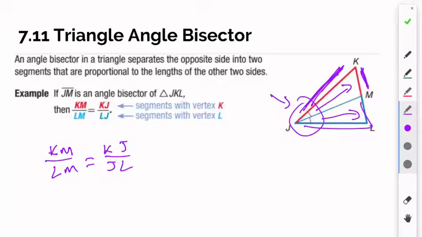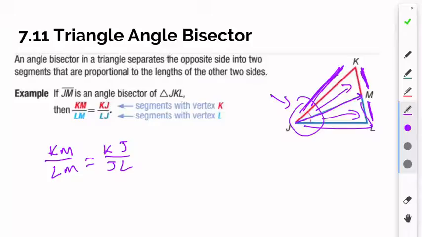Okay, so what this is saying, again, is if you have an angle bisector, and you look at where the angle bisector line cuts the opposite side of the triangle, those two pieces there, in this case KM and ML, are going to be proportional to the other side lengths of the triangle. Make sure that you keep them straight though.